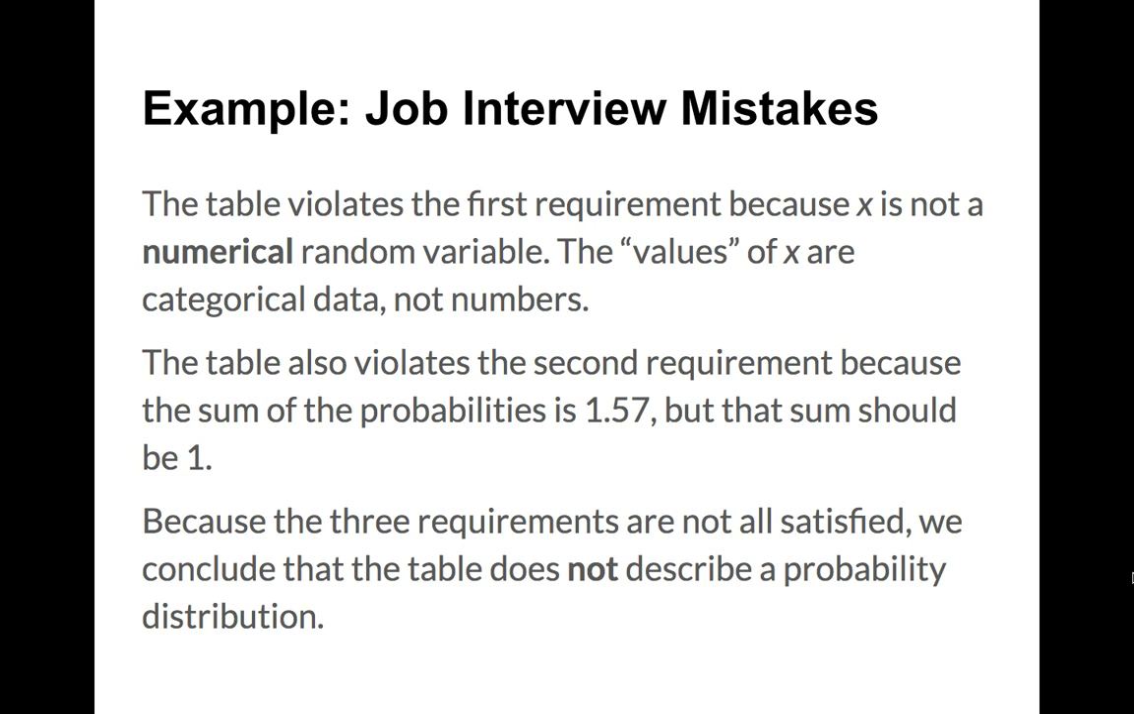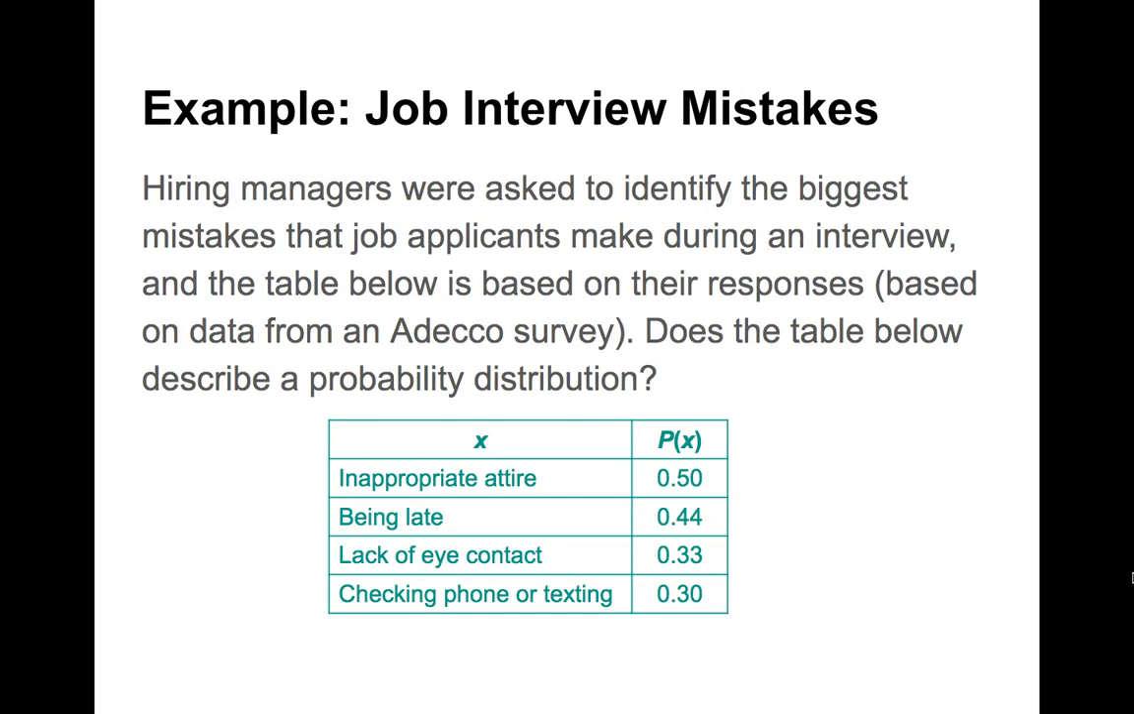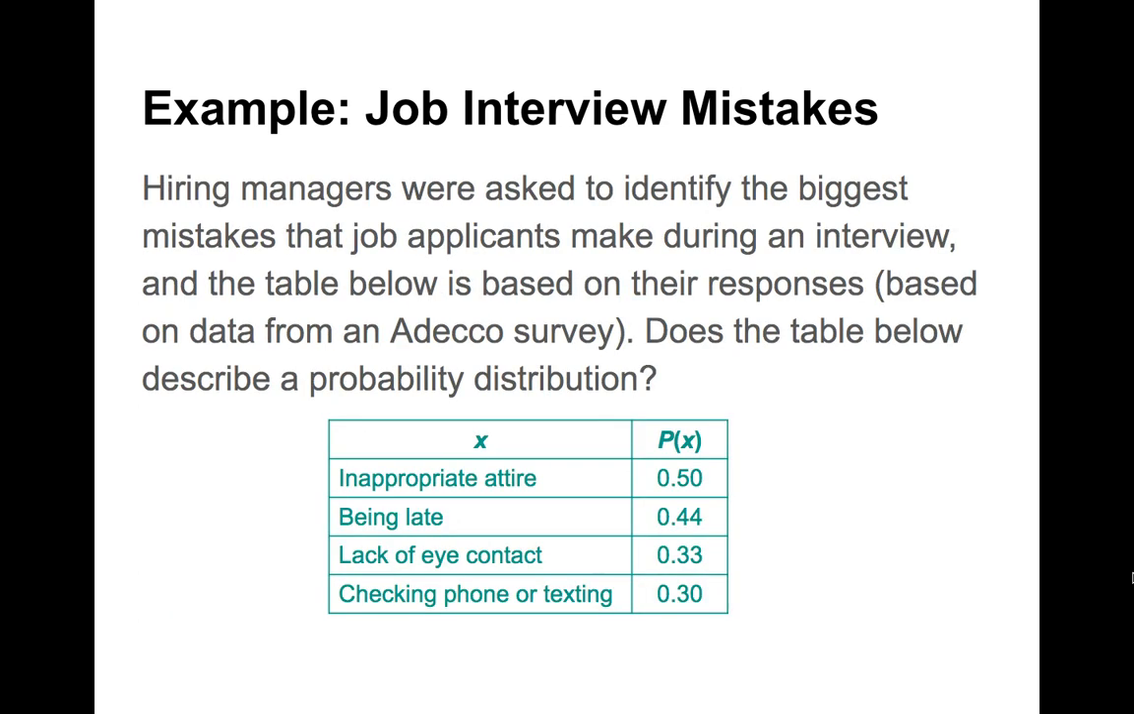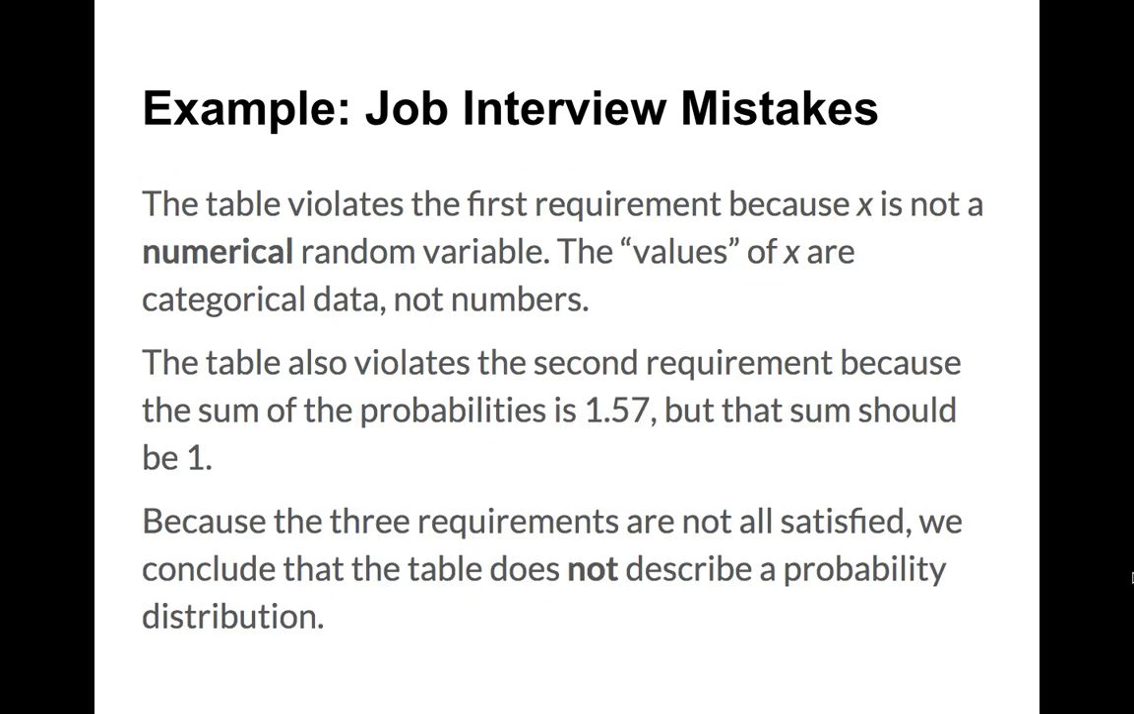No, it is absolutely not a probability distribution. First of all, our random variable x is not a numerical random variable. Second of all, the table's values do not sum to 1. As a matter of fact, we have 0.5, 0.44, 0.33, 0.3, which sums up to 1.57. So since just one of these rules was broken, one of those 3 restrictions for a probability distribution, this is not a probability distribution. It doesn't matter if one of the rules is broken or all of the rules are broken. If any rule is broken, it's automatically not a probability distribution. To be a probability distribution, you have to satisfy all 3 conditions.